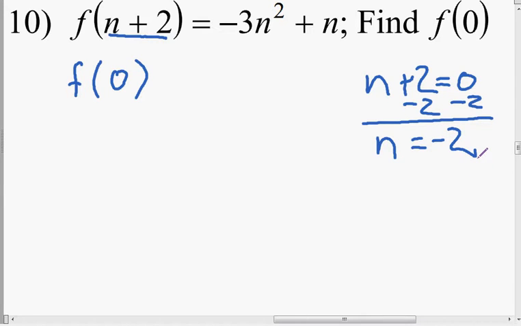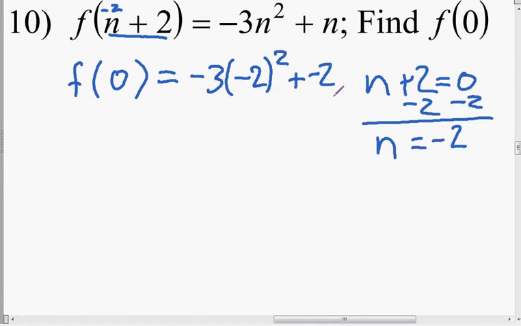N equals negative 2. Okay. So I come back up here, f of 0. To get f of 0, I need to make n negative 2. Negative 2 plus 2 does give me 0. If I make n equals negative 2, I have negative 3 times negative 2 squared plus negative 2.